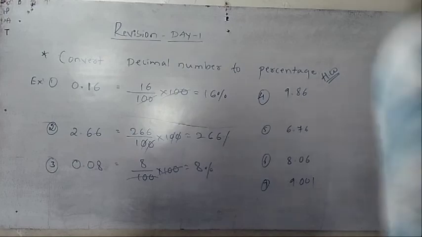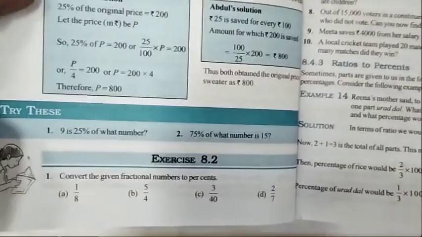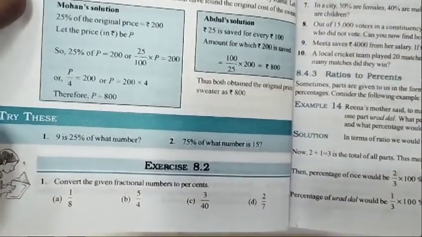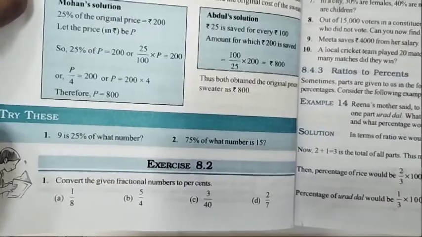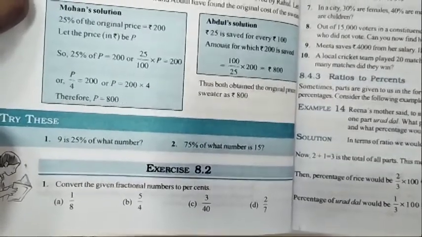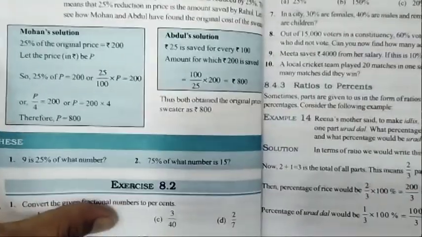Okay, dear students, all of you listen here. Page number, how much is there? 12. Page number 12, all of you open, and exercise 8.2 is there. Convert the given fractional numbers to percentage. It is very easy. There are 1, 2, A, B, C, D. That one you have to solve. Okay.